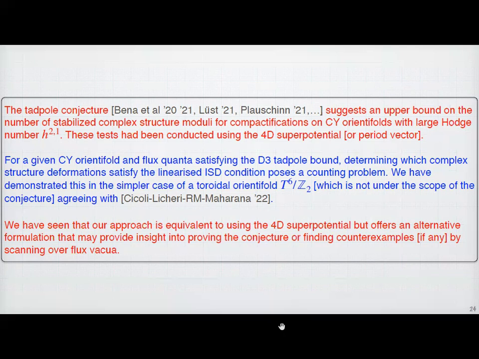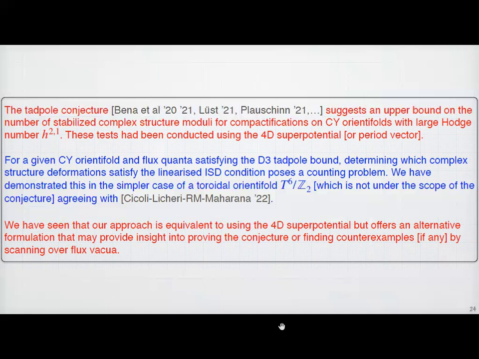It's called the Kähler conjecture. Tests have been done at the level of 4D, directly in the effective field theory, with arguments like the superpotential or period vectors. But what we got is a 10D analysis, a linearized condition coming from 10D, which just relates to the Calabi-Yau geometry. So our procedure is an alternative way to attack this problem.